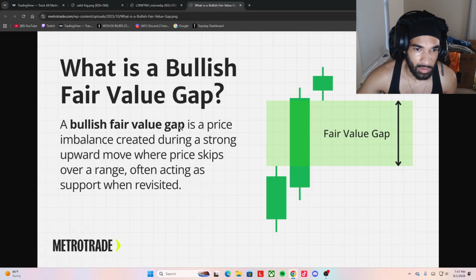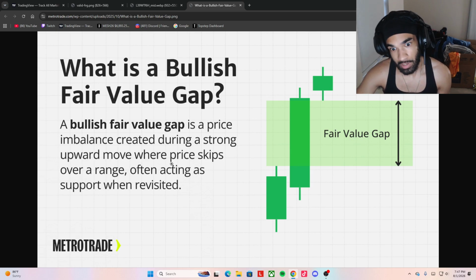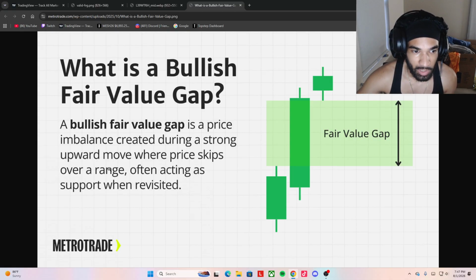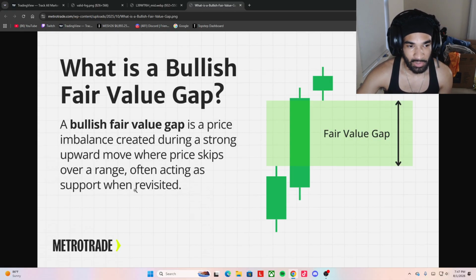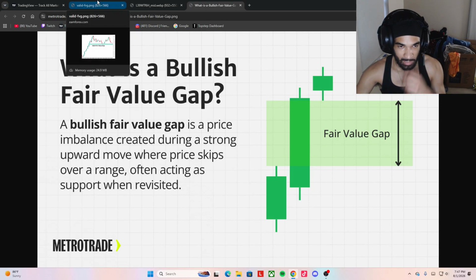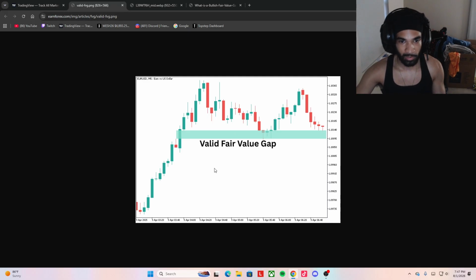A fair value gap is just a price imbalance during a strong upward or downward move. It's the same thing for a red candle, right? Price skips over a range, and it often acts as support when revisited. A good example of this getting tested and revisited is right here.